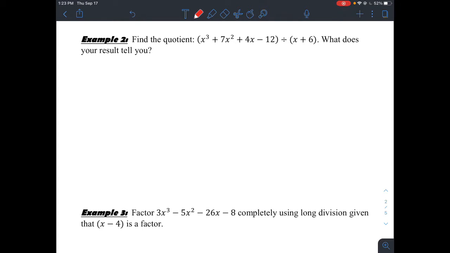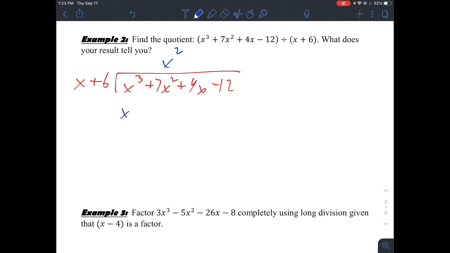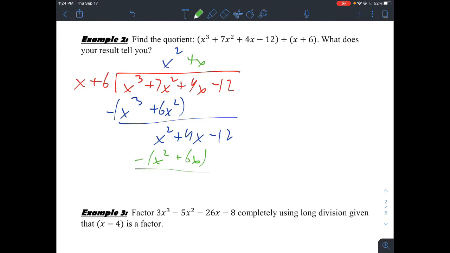Okay, so same problem, written a little differently. X plus 6 goes into all that. No fillers needed because every degree is accounted for there. X cubed divided by x is x squared. Multiply. Subtract. X squared divided by x is x. Multiply. Subtract. Bring down the negative 12. And then one more time, negative 2x divided by x. Multiply. And subtract, and we get 0.